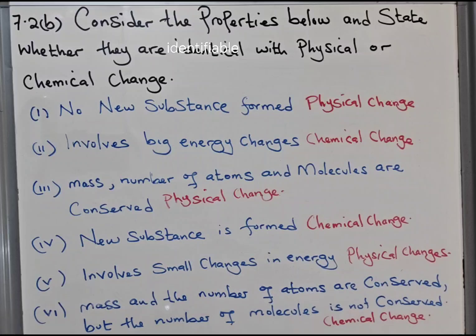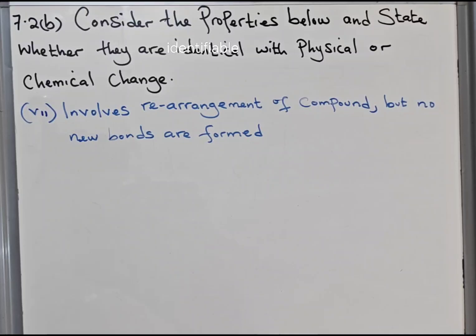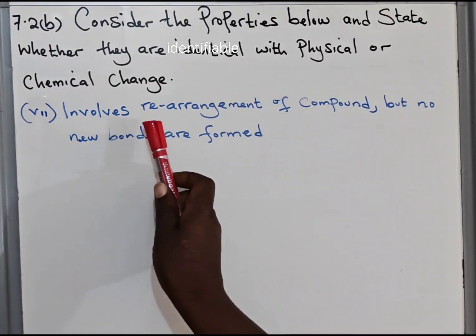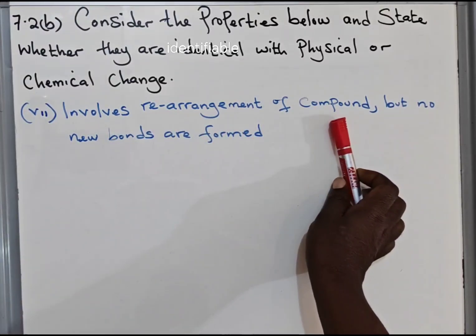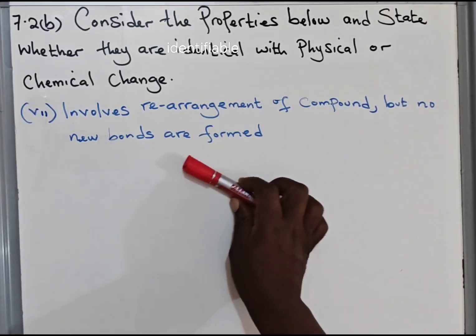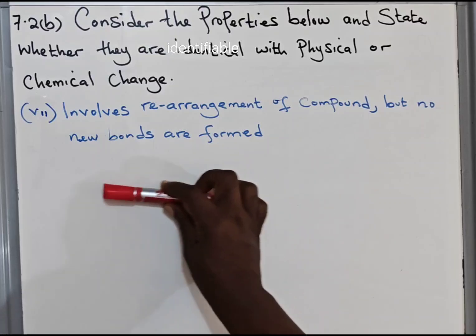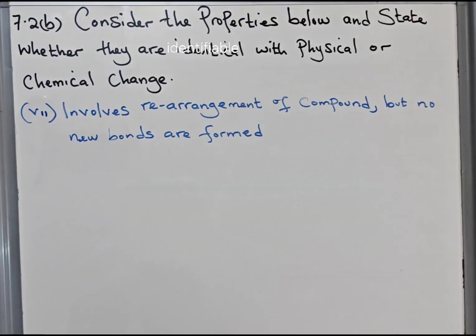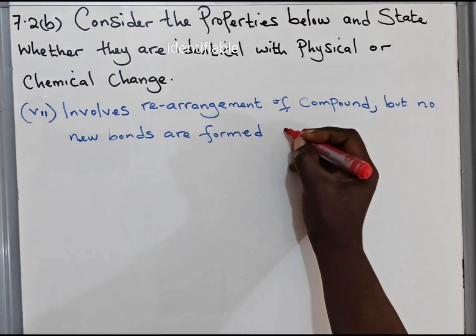During chemical change, it's not a must that the number of molecules is conserved, but the mass and the number of atoms are conserved. Then lastly, we come to this one. It says, involves rearrangement of compound, but no new bonds are formed. So this one is identifiable with physical change.